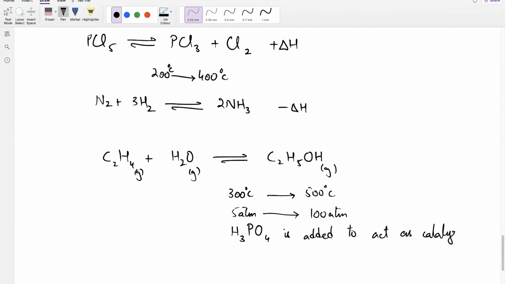This substance, phosphoric acid, is added to the reaction mixture. What will happen to the equilibrium? Will it go forward, backward, remain unchanged, or do you need more information? Why? Why will it remain unchanged, Zainab?